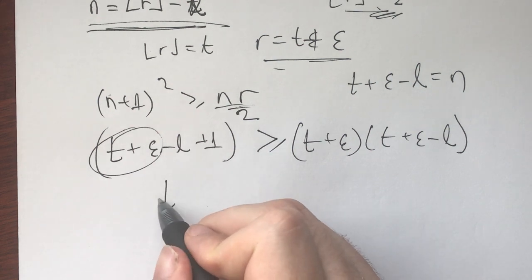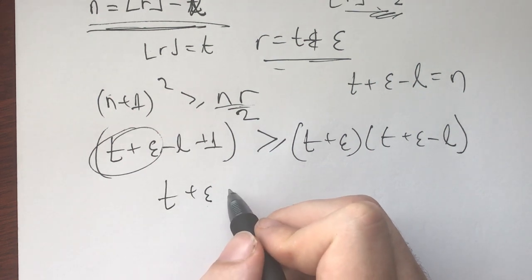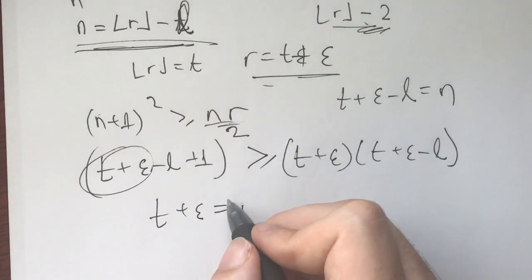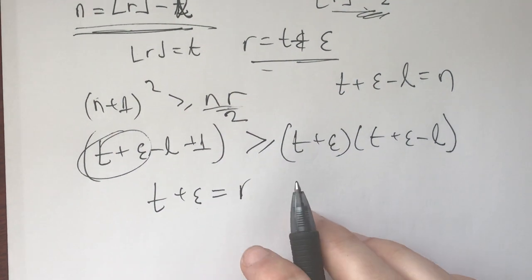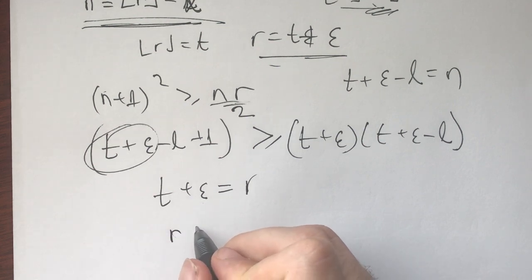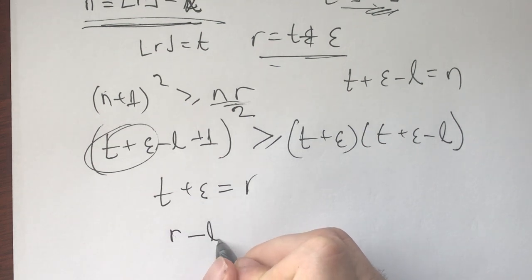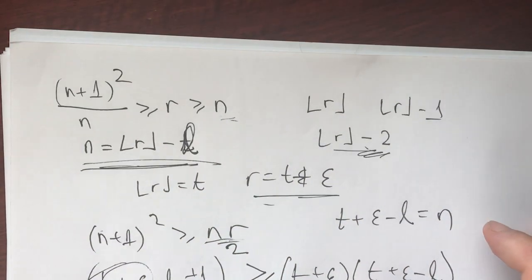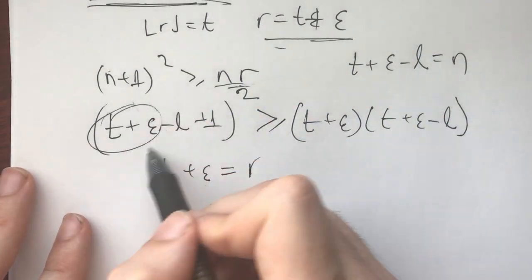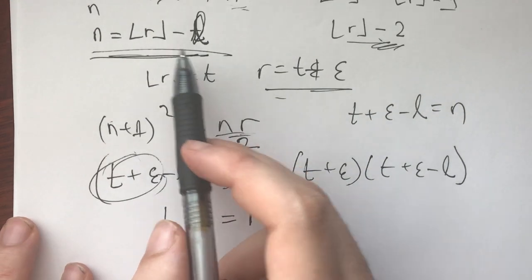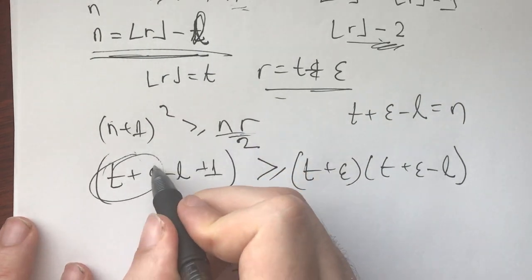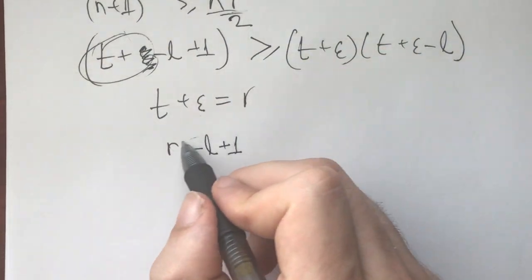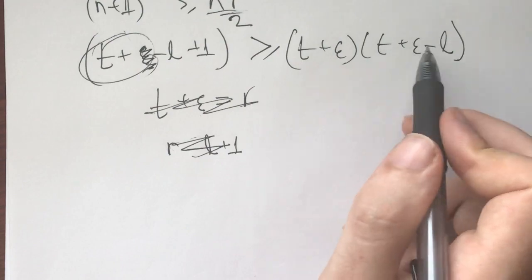We can say t plus epsilon is something fixed, and actually t plus epsilon is r. So this is going to be r minus L plus 1. Wait, I think I might have messed something up here. So n must be a positive integer. So n is, oh, there's no epsilon here. This is t minus L plus 1. So then there's no good way, I think, to do this.